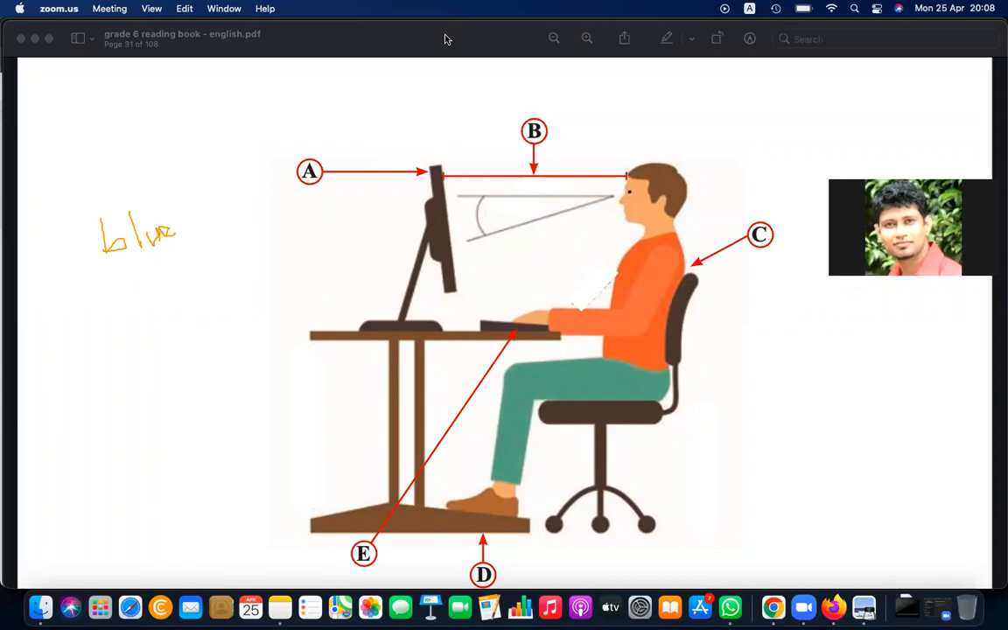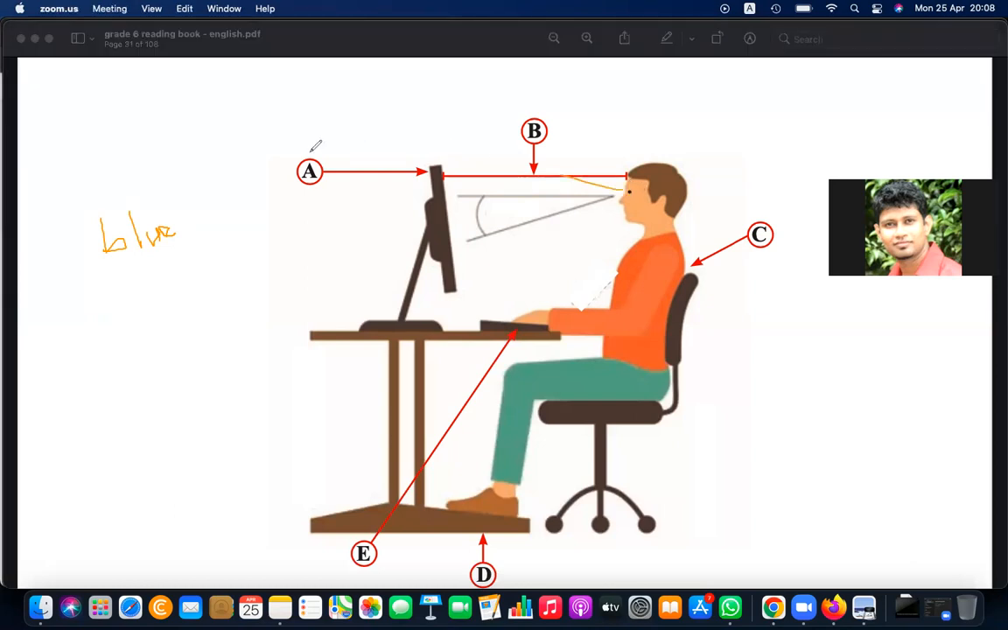Because this blue color is giving some relaxation to your eyes. So blue color indicates you are looking at a far away place. Maybe the sky, maybe the ocean, maybe a mountain which is away from you. You are looking at a far away place.